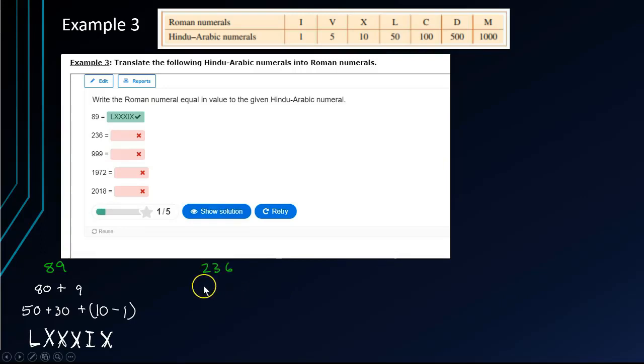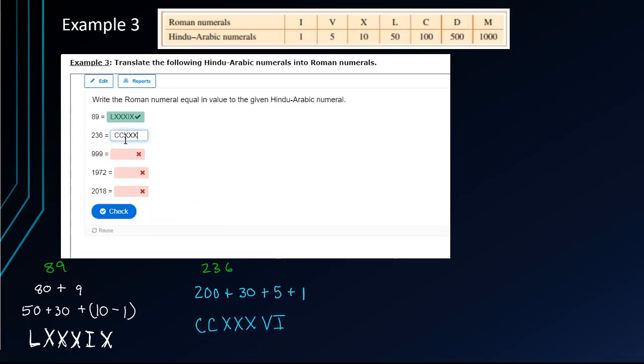The next one, 236. Now 236, I can think of this as being 200 plus 30 plus 5 plus 1. I'm always looking to see if I can separate out one of these values or multiples of these values. So I have 2 100s, 3 10s, a 5, and a 1. So I'm going to have 2 C's, 3 X's, a V, and an I. And so that becomes CCXXXVI.